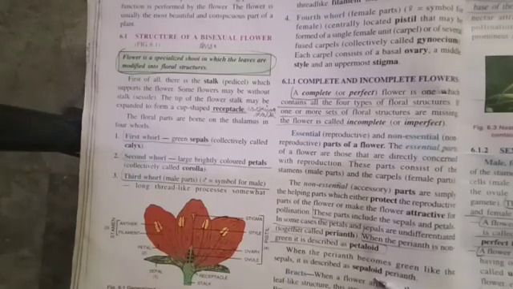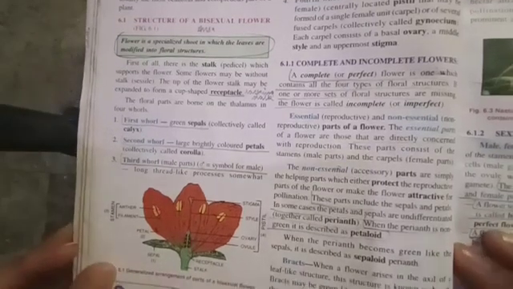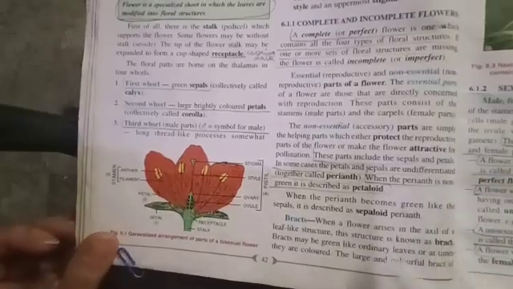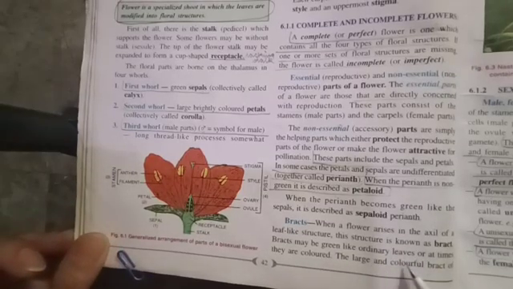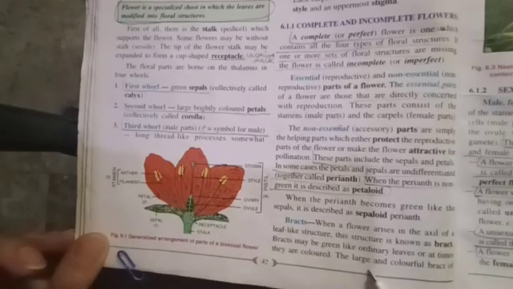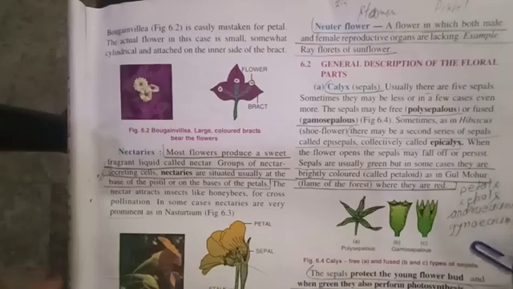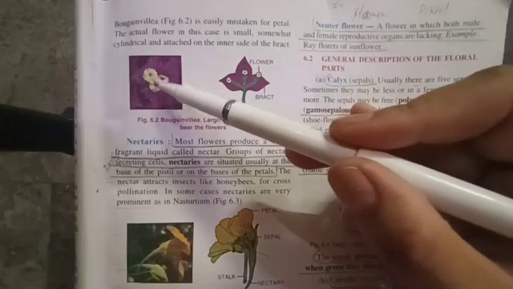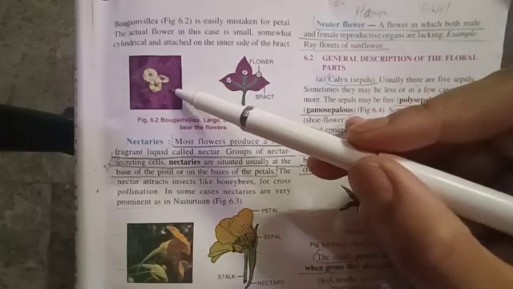Hope it's clear. Now, what are two other important features of the flower? This is known as the bract. What is the bract? When a flower arises in the axil of a leaf-like structure, this structure is known as the bract. Bracts may be green like ordinary leaves, or colored, like the large and colorful bracts of bougainvillea. You have seen this flower because we can easily get it anywhere. But actually, what is this? The purple or magenta colorful features present here are known as the bract.